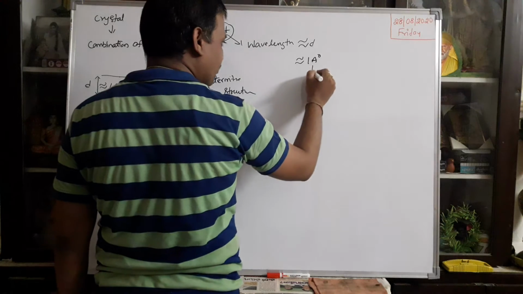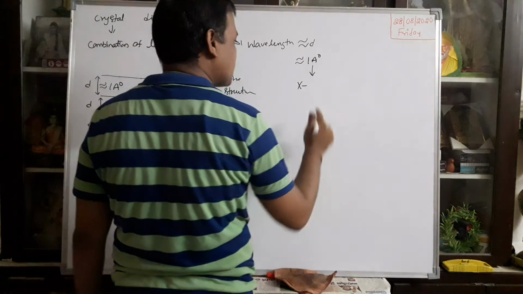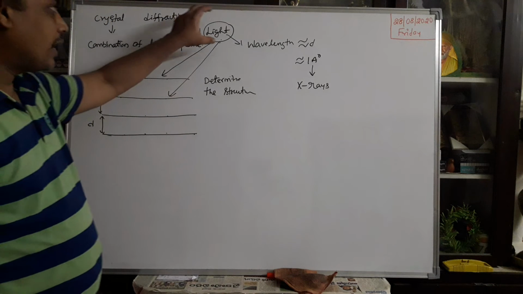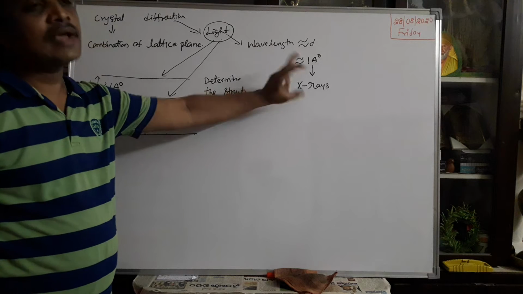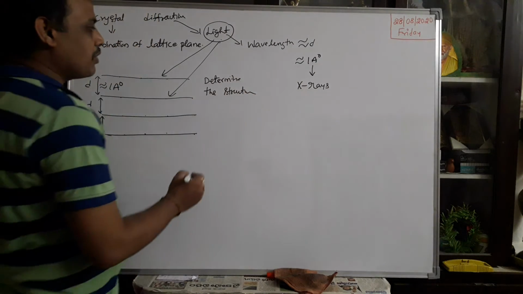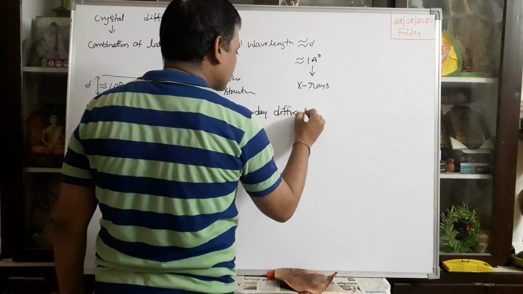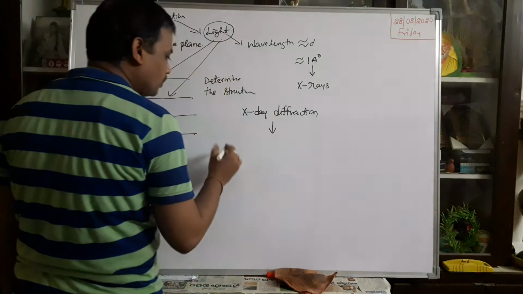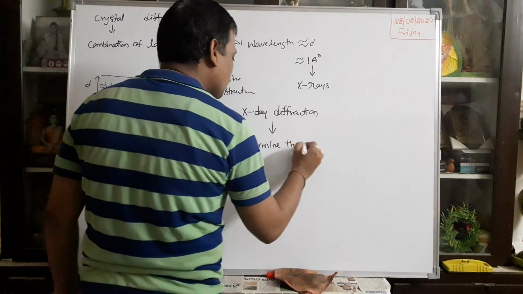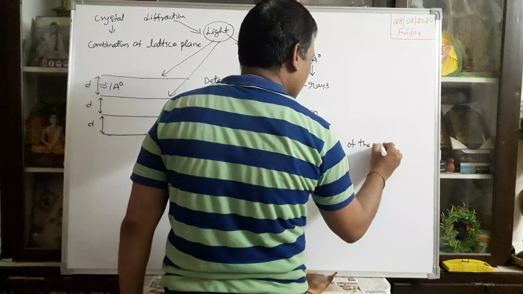So a 1 angstrom wavelength corresponds to X-rays; the wavelength of X-rays is approximately equal to 1 angstrom. So in the place of light, you can introduce X-rays. Diffraction can be explained based on X-rays. Then the diffraction can be called X-ray diffraction. This X-ray diffraction is mainly used to determine the structure of the crystal.